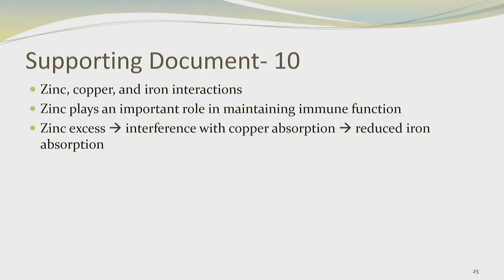Another thing to remember from this supporting document is that there is an important interaction between zinc, copper, and iron. When you have an excess intake of zinc, it interferes with absorption of copper. And because copper is required for the absorption of iron, it reduces iron absorption as well. In the extreme case, this can lead to anemia. When you have very high levels of zinc intake, that could lead to anemia because zinc competes with copper, and copper plays a role in absorption of iron.